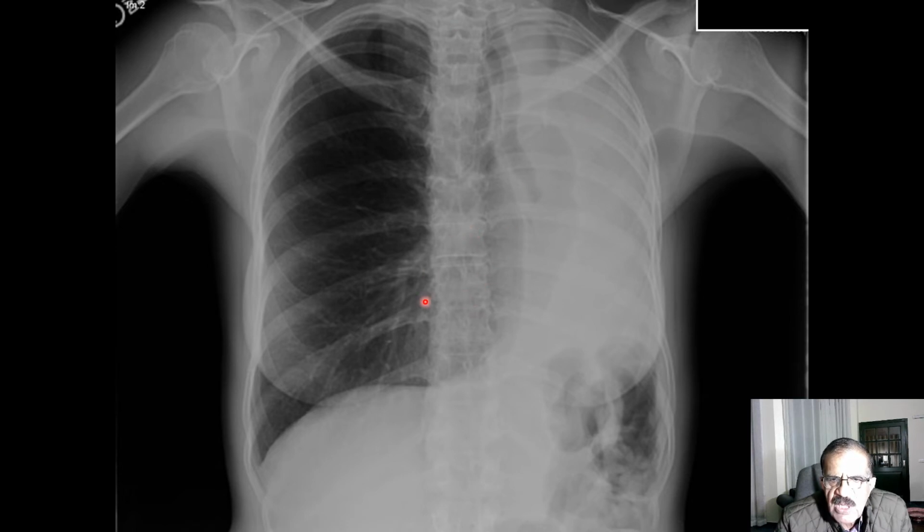You don't actually see the heart. The heart is perhaps also hidden within this opacity, and you don't see the heart here. Normally the heart should be seen here, so it is also pulled toward the opacity, so that is also part of this opacity. All these things indicate that there is some lesion which is causing this opacity, but that is pulling everything towards its own self, and that is collapse.